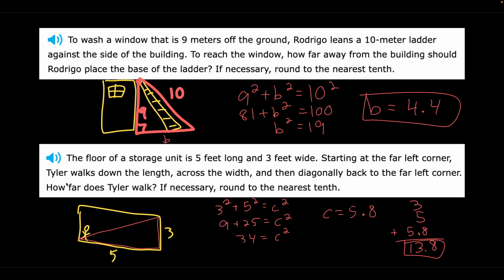And for the second problem, hopefully we realized, it says how far does Tyler walk? They want the perimeter. So your final answer should have been 13.8. Should have gotten C equals 5.8 and then added them all together.